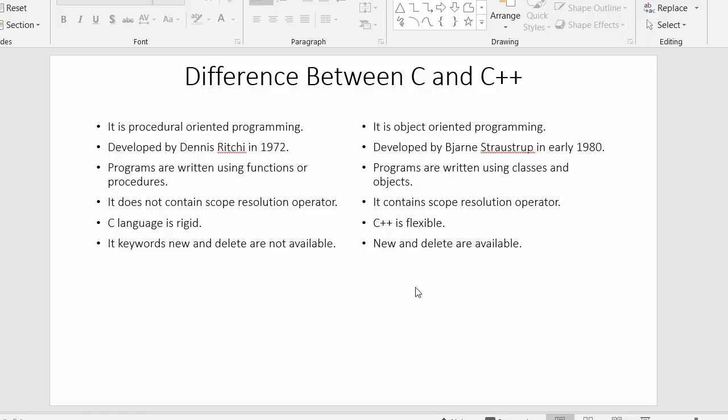In today's video we will discuss various differences between C language and C++ language. Here, as you can see, I have listed a few differences between C and C++. So let us discuss these differences one by one.